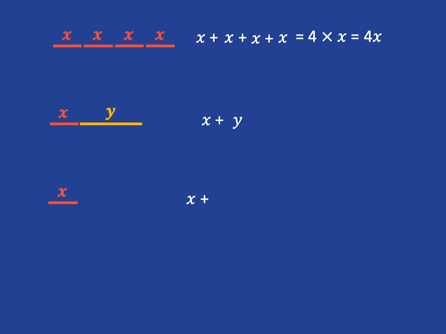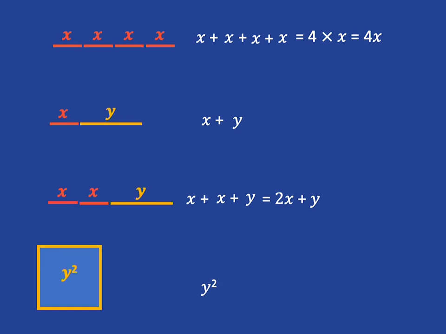If instead we had x plus x plus y, we do have some like terms there because we've got two little red lengths and we can add those two red lengths together. And so we can simplify this to say we've got 2x plus y. We can't go further than that because y is not a like term with x. To be a like term, it has to be the same variable.